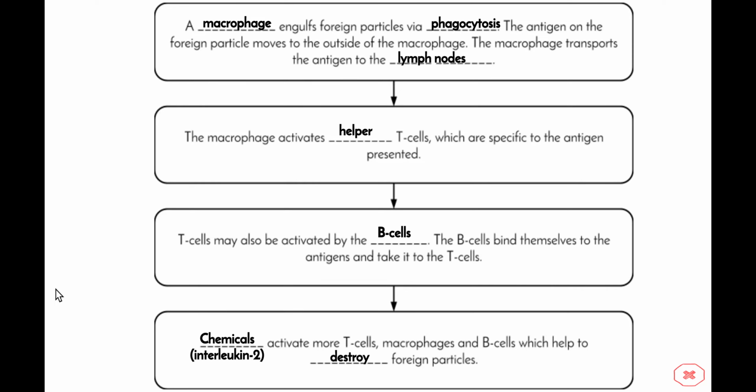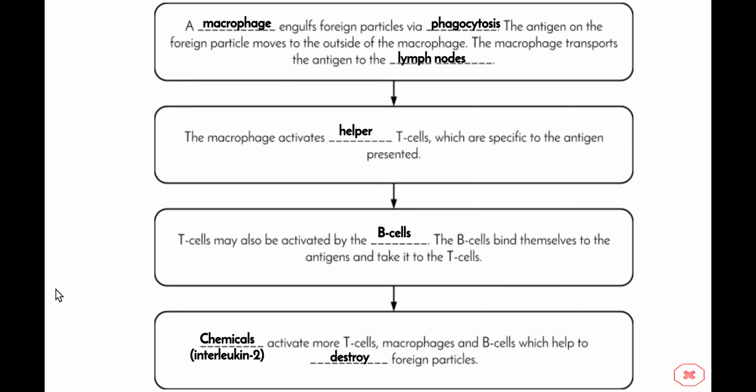Once in the lymph nodes, the macrophage activates the helper T cells, which are specific to the antigen presented on their surface. These T cells may also be activated by B cells, which are carrying that antigen marker on them as well. The B cells bind themselves to the antigens and take them to the T cells in order to activate them. Chemicals, in particular interleukin-2, help to activate more T cells, such as our killer T cells, as well as macrophages and B cells, which then help to destroy the foreign particles.